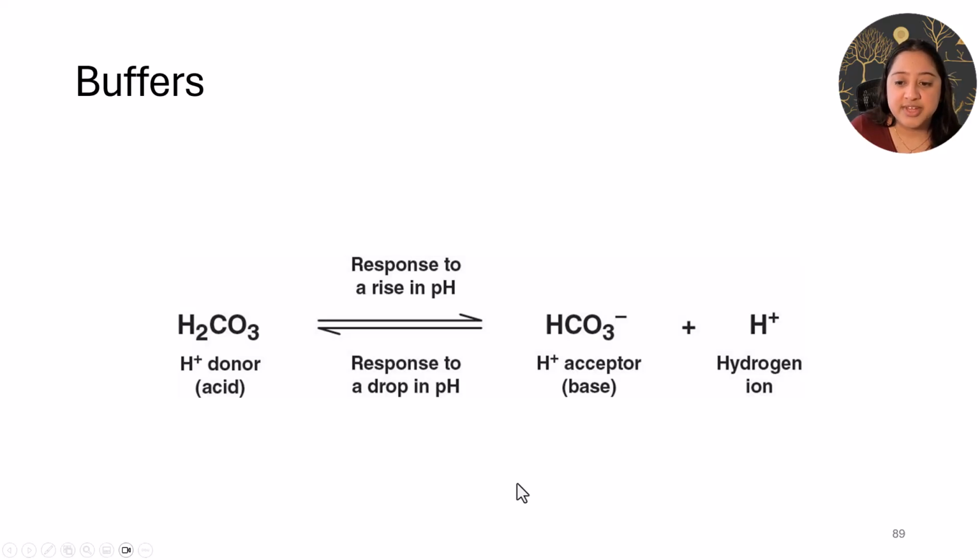So here's an example of a buffer. I don't remember the name off the top of my head right now. This form of the molecule is a weak acid and can donate protons or hydrogen ions. And this form is a hydrogen ion acceptor, so it can take on an extra hydrogen ion. By having both of these around, it helps regulate the hydrogen ions floating around.